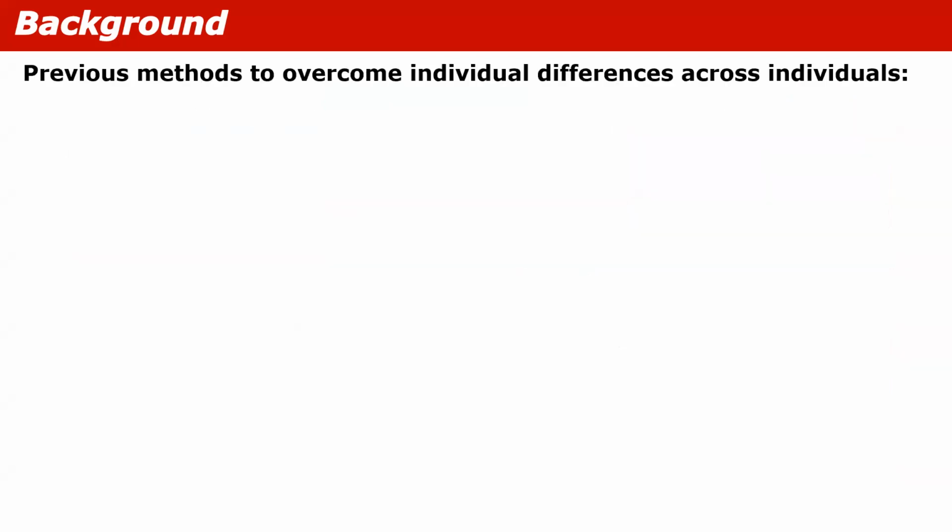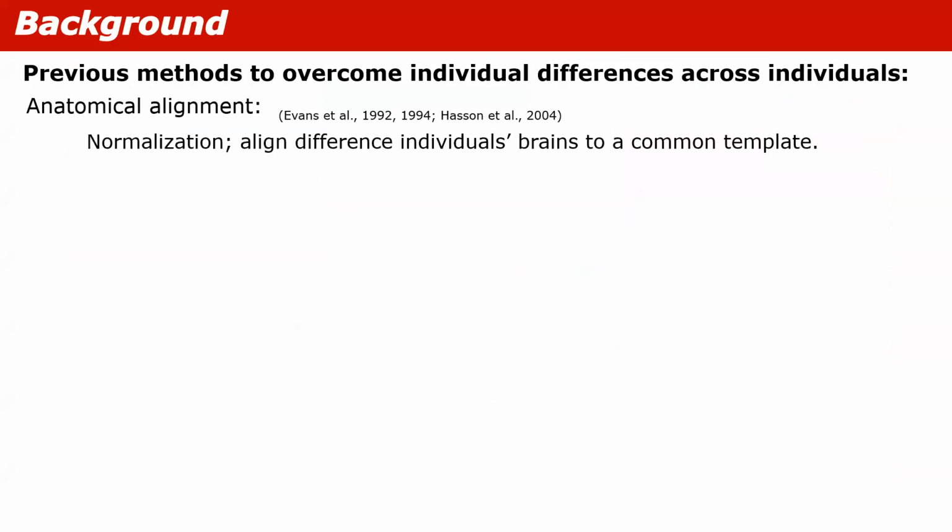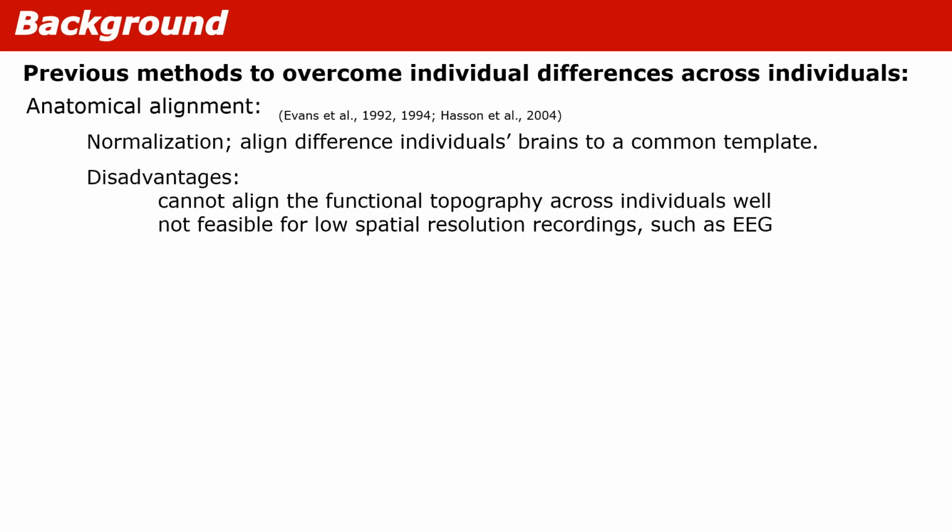There are some previous methods to overcome it. The first one is anatomical alignment. We also call it normalization. We can align different individuals' brains to a common template. However, using this method, we cannot align the functional topography across individuals well. And this method is not feasible for low spatial resolution recordings, such as EEG.